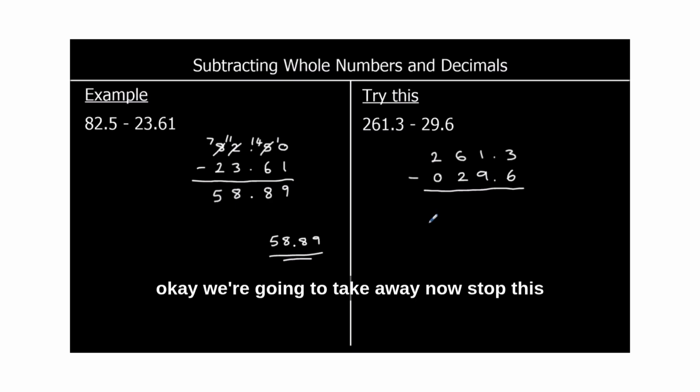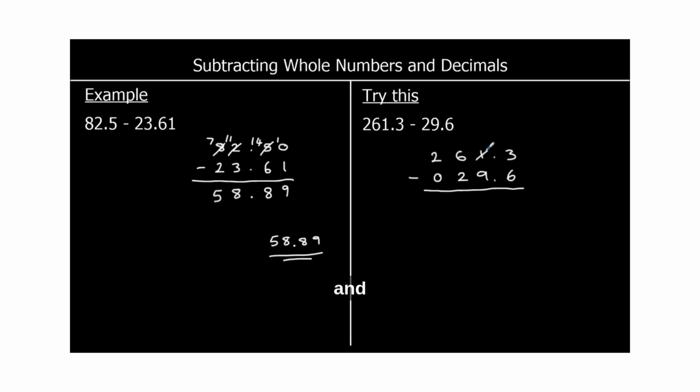Okay, we're going to take away now. Start with the smallest column, which is the tenths. I've got 3 take away 6. I don't want to do that, so I'm going to steal 1 from the ones, and that's going to be worth 10 in the tenths. So 13 take away 6 is 7. The decimal point stays where it is.